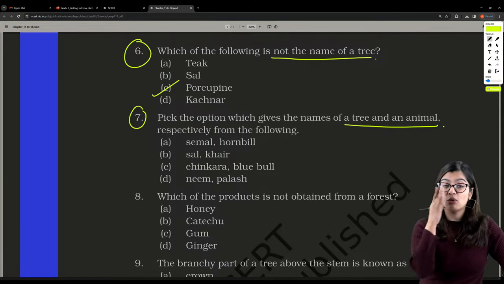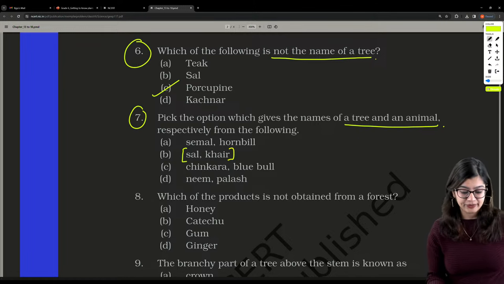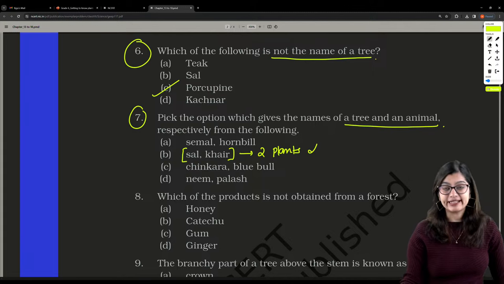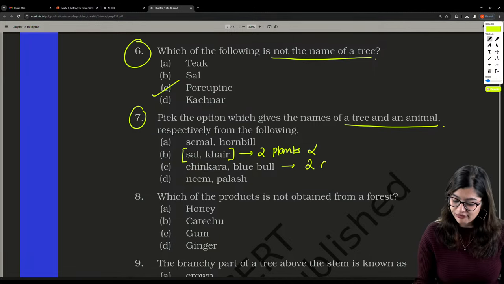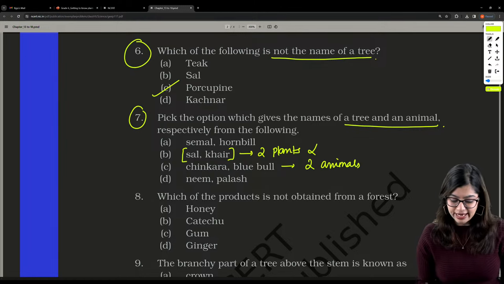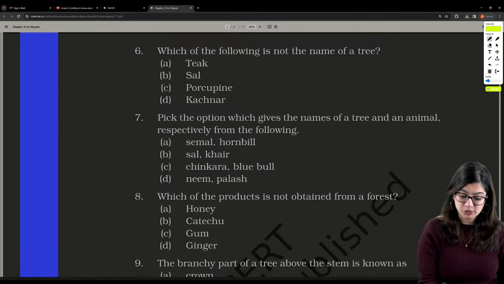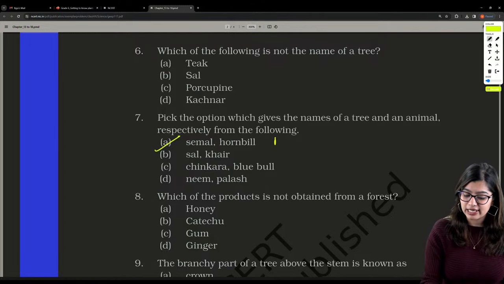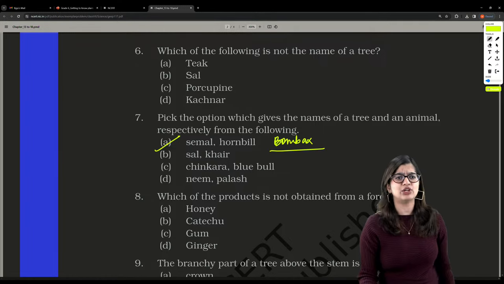Now we're talking about one that has a tree as well as an animal. If you look at Sal and Khair, these are two examples of plants. So no, it cannot be B. You have Chinkara and Blue Bull, which are two examples of animals. So no. Then you have Neem and Palash, again two examples of trees. Hence, in this case, the correct answer is option A. Semal and Hornbill. Semal is actually called Bombax, which has this beautiful red flower. So you can always have a look at it here.